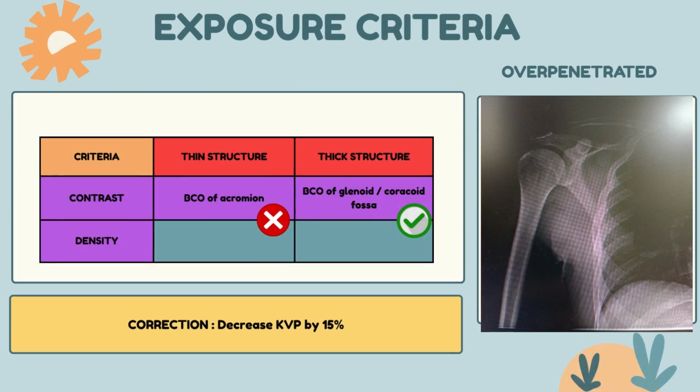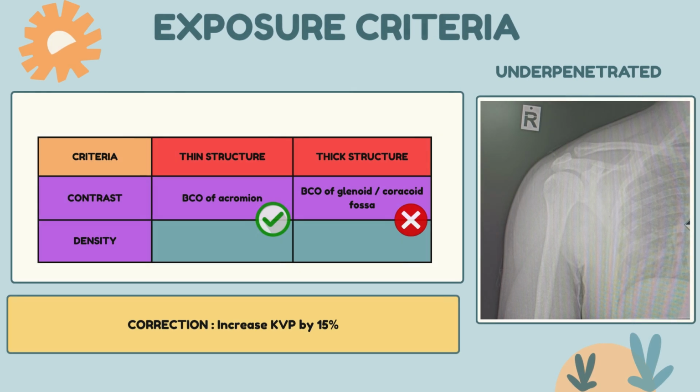If the radiograph is overpenetrated, showing that the exposure is in high contrast, the thin structure of bony cortical outline of acromion was not demonstrated. The thick structure of bony cortical outline of glenoid or coracoid fossa is well demonstrated. To correct this exposure, the radiographer should decrease kVp by 15%.